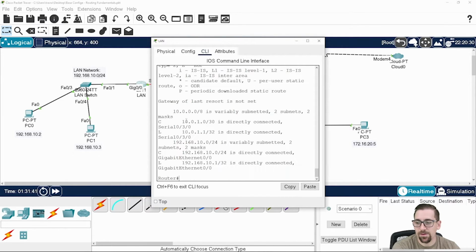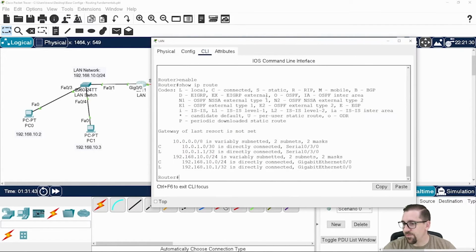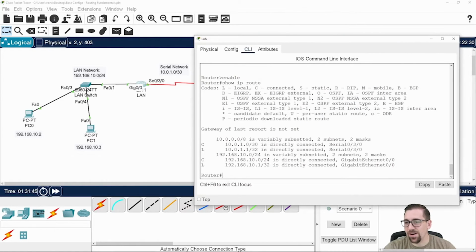Show ip route. And if we look at the routes here, we actually see two routes. Why do we see two routes here? We see two because we have two directly connected routes. And what are those directly connected routes? It's the 10.0.1.0/30 network and the 192.168.10.0/24. This is a 2 host network address, and this is a 254 host network address. So we could put a bunch more hosts in here, which is why we have this little switch in here and a couple of hosts.